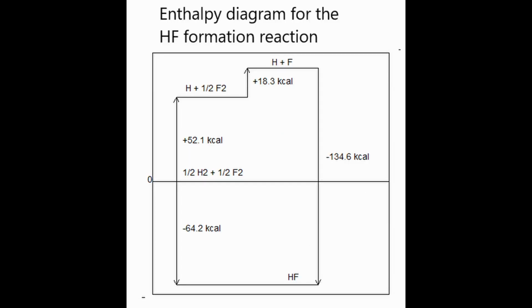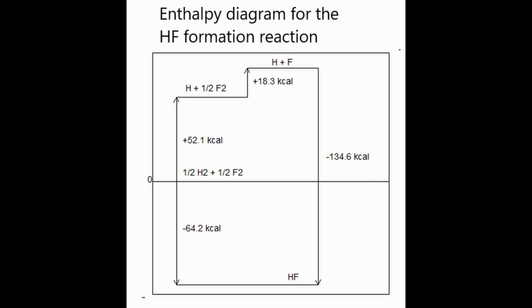A system's enthalpy change can be plotted on an enthalpy diagram. In the enthalpy diagram shown, we show the reaction of 1/2 H2 plus 1/2 F2 to form HF, hydrogen fluoride. For the reaction, first break up the hydrogen gas into individual atoms. Add 52.1 kcals of energy. Next, to break up the fluorine into individual atoms, add 18.3 kcals of energy. So the energy added to dissociate the reactants is 70.4 kilocalories.